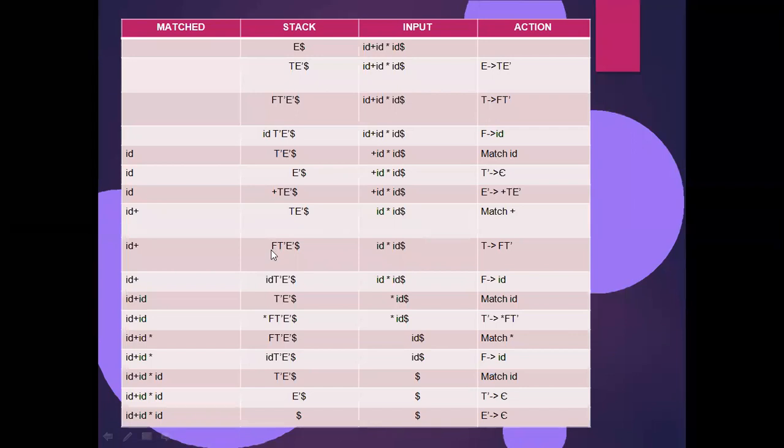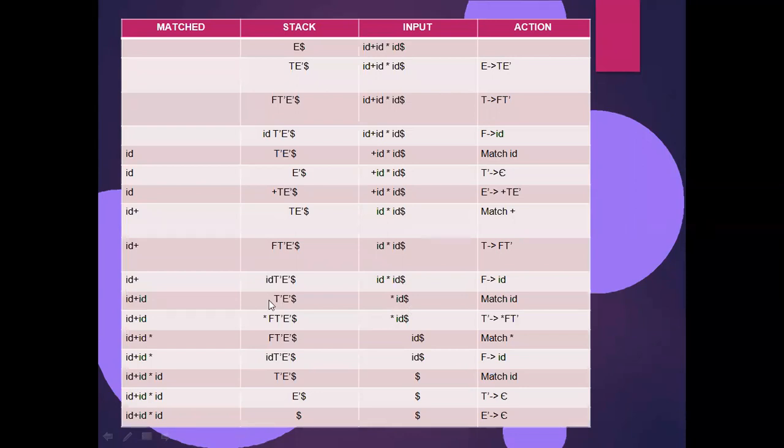Now move F with ID. We have the rule F tends to ID, right? And push this ID into the stack. Now in the place of this F we have ID, and again we get a match. What is that match? Match ID, that means pop here. And then see what the remaining variables in the stack are and the remaining input in the buffer.